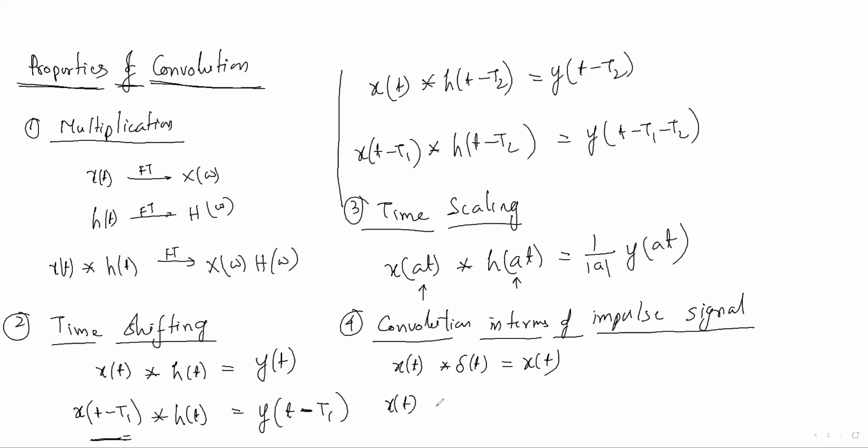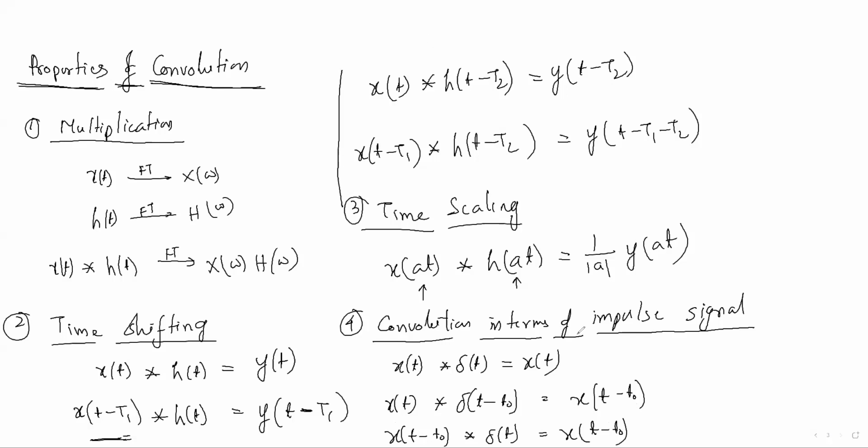Now x of t is convolved with delta of t minus t naught. If a shifted version of delta is taken and it is convolved with any signal x of t, then the output will be a similar signal x of t, but the shifting term will be there. Understand? So let me take another type. If our x of t signal is shifted, and we convolve it with delta t, then our output will be similar to the same signal only.